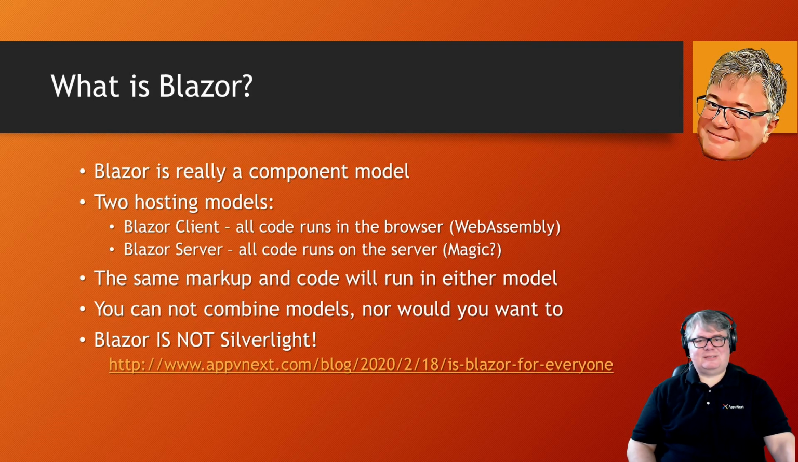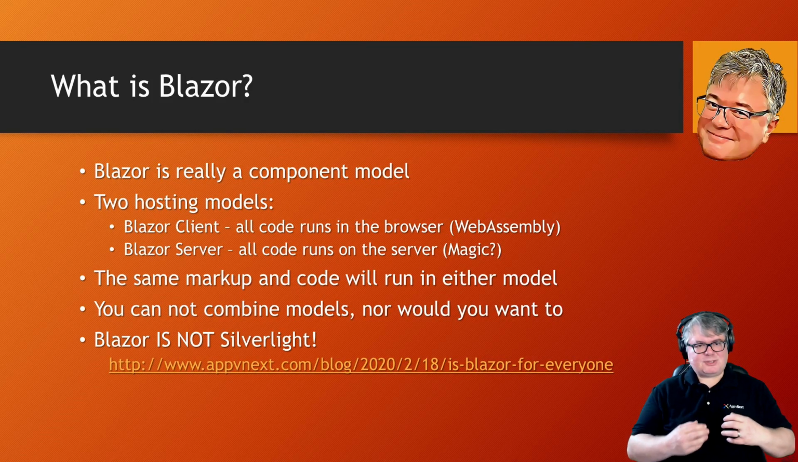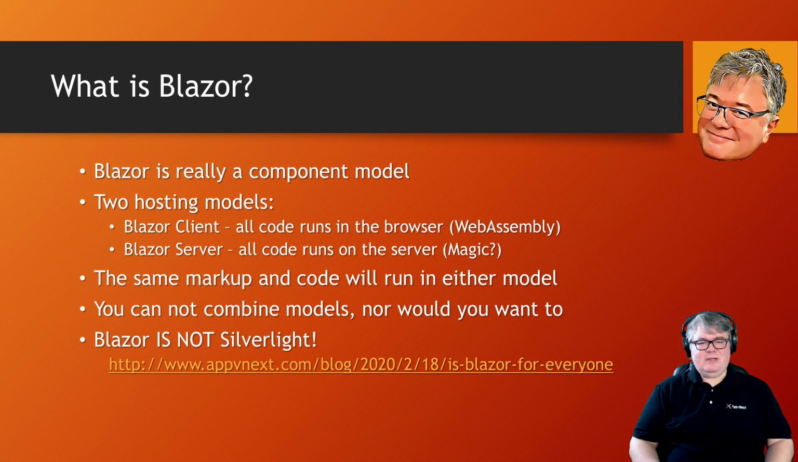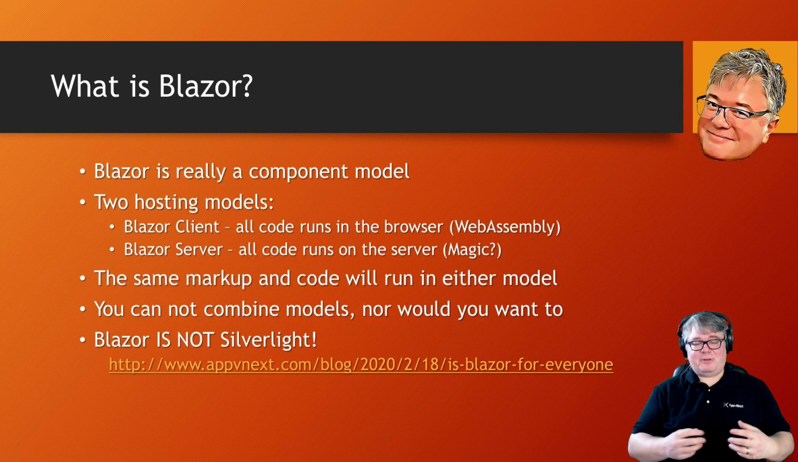This server magic, we're going to talk about in a minute. It's SignalR. That's the magic that makes it happen. But here's the thing: this same markup and code will run in either place, but you need to pick a horse. When you create a Blazor project, that's when you decide which hosting model you're going to use. Are you going to do a Blazor server application or a Blazor WebAssembly application? You can use the same markup and code in either place, but at the project level, when you create a project, that's when you make that decision.